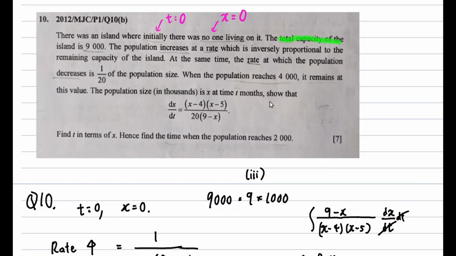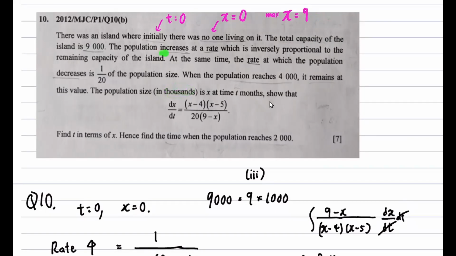The total capacity of the island is 9,000. So what does it mean about their maximum population? Max. Nine. Yeah, just 9, not 9,000. I'll drop 3 zeros because your units are in thousands.